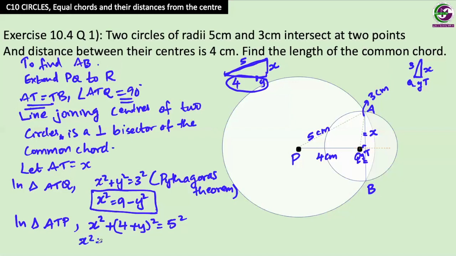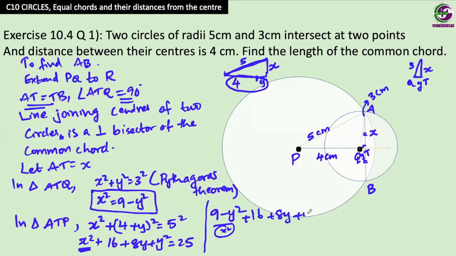So x square plus 4 square is 16, plus 2 times 4 times y, which is 8y, plus y square is equal to 25. But we know that x square is 9 minus y square. So we are going to replace x square with 9 minus y square. Plus 16 plus 8y plus y square is equal to 25.